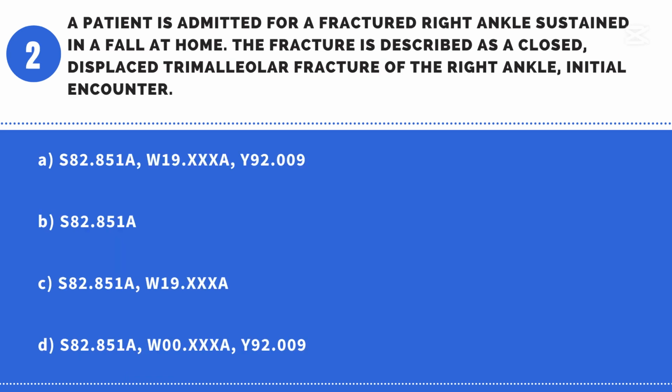Question 2. A patient is admitted for a fractured right ankle sustained in a fall at home. The fracture is described as a closed, displaced trimalleolar fracture of the right ankle, initial encounter. A. S82.851A, W19.XXXA, Y92.009. B. S82.851A. C. S82.851A, W19.XXXA. D. S82.851A, W00.XXXA, Y92.009.